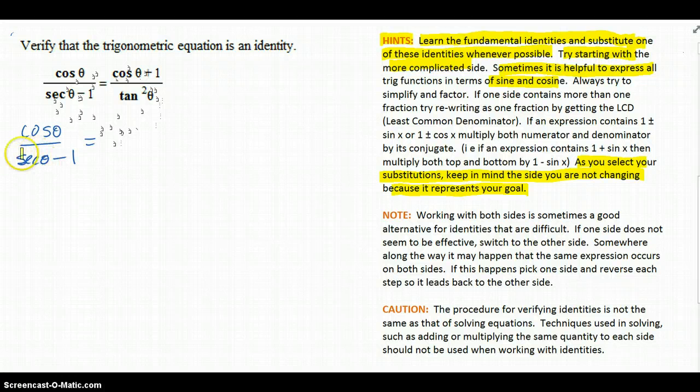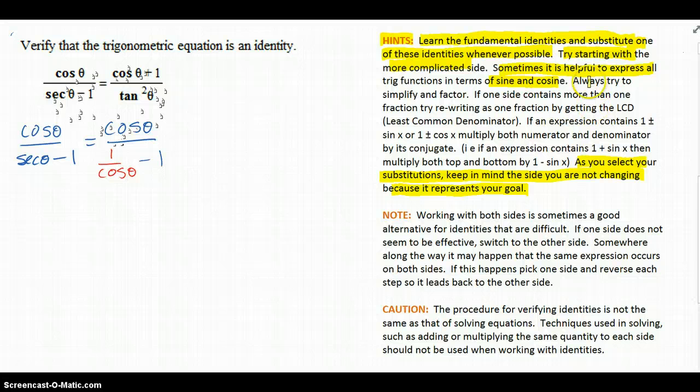Well, this secant right here is blaring at me, and I can change that to sine and cosine because we know secant is 1 over cosine. So let's go ahead and write that. I'm going to leave everything the same except for secant. I'm going to change it to 1 over cosine. I still have that minus 1, and the numerator stays the same.